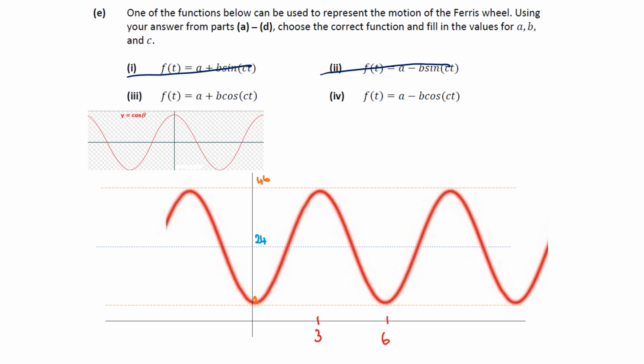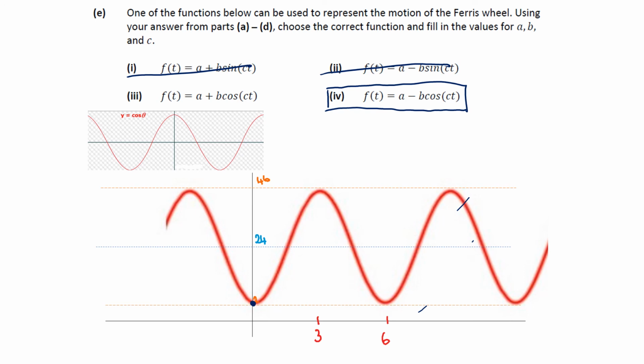So what I've put in here is how our cosine graph usually looks. Notice here that we usually start in a cosine rule at the maximum point. And in ours, we're starting at its minimum point. That means that it's flipped. That means that there is going to be a negative put in front of our cos in order for it to flip. So we're looking at this one here because of the minus b cos ct. So we have a few things that we need to put in.